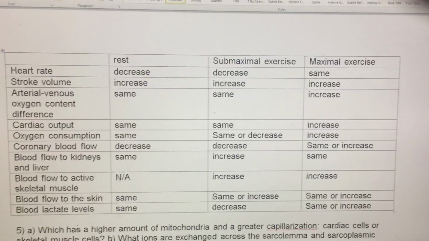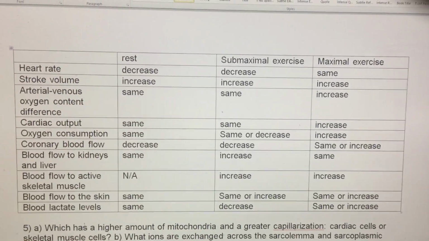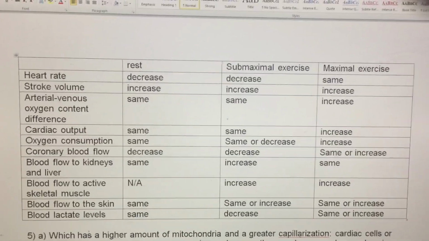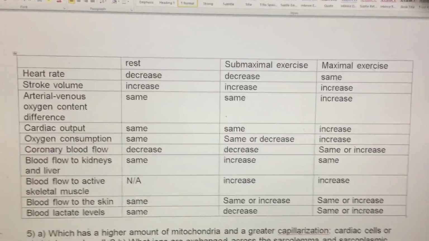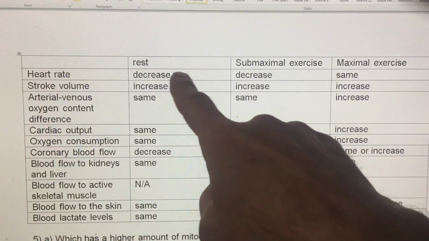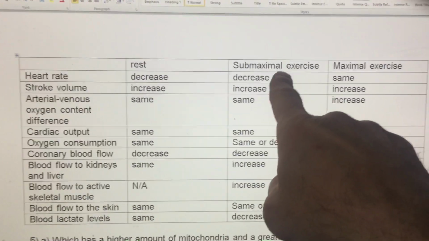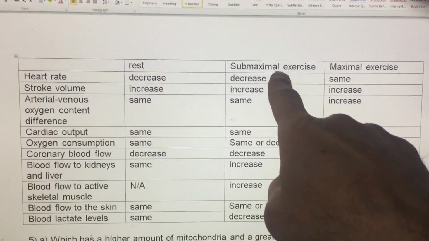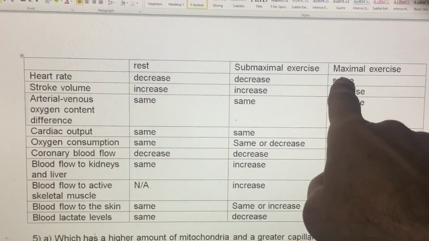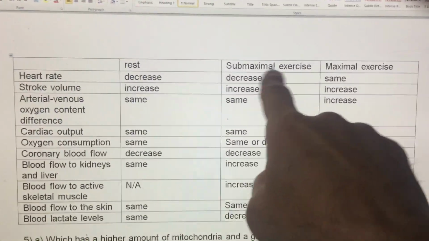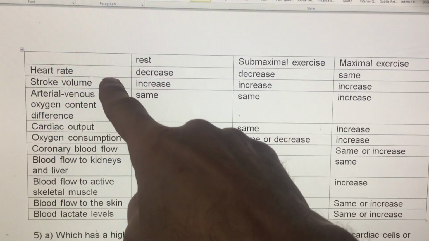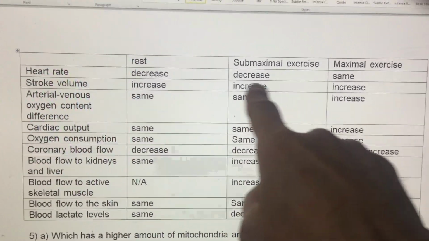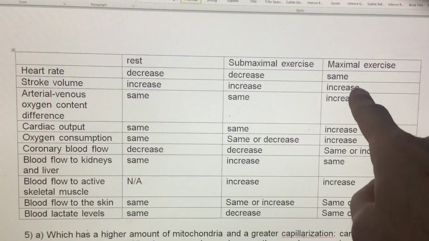So this is the answer. I filled in all these for you. So your heart rate would decrease at rest and decrease at submaximal exercise. So this is a trained person. After training, their heart rate decreases, and it's about the same at maximal exercise. The heart rate is decreasing because the stroke volume is increasing. The heart's becoming stronger, so the stroke volume increases right across all the exercise intensities.